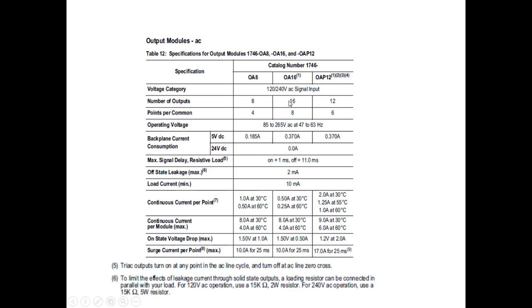And then this is OA16. Look at when you add double the outputs, the ampacity of the card stays the same, and now the card goes down even more. The amount of amps that each point can switch goes down even more. But that's fine. Solenoids don't use many amps. Lights don't. Interposing relays don't use much amp, so you can turn on little things with these PLCs.